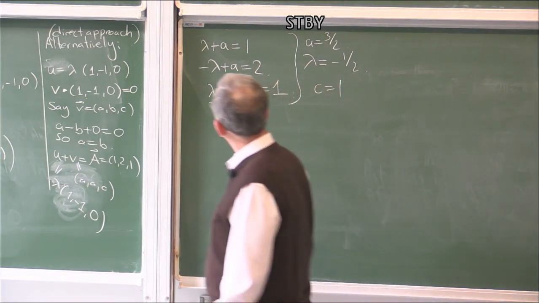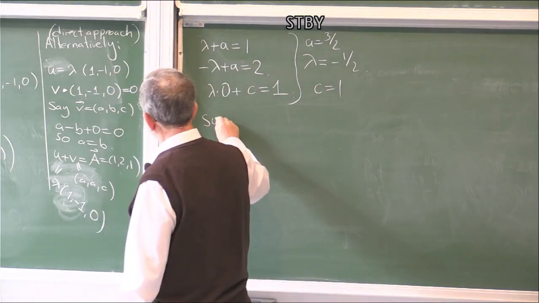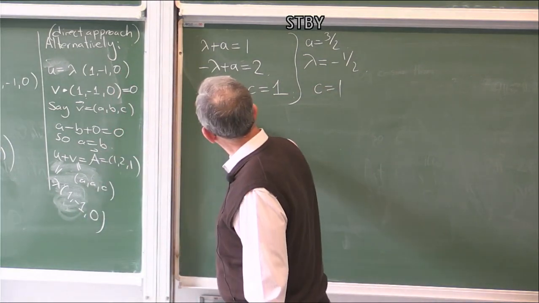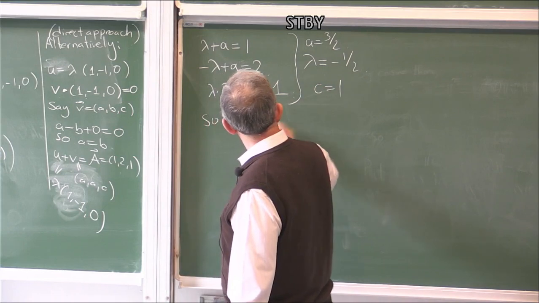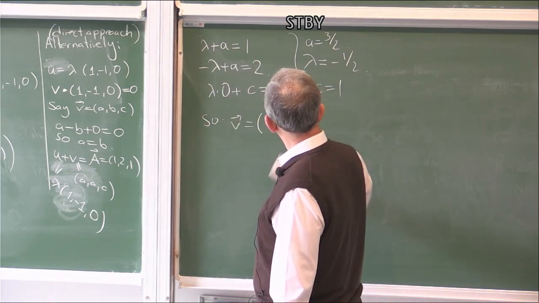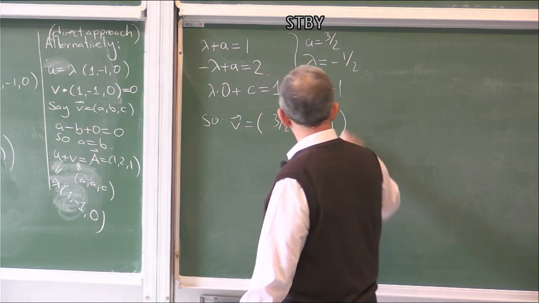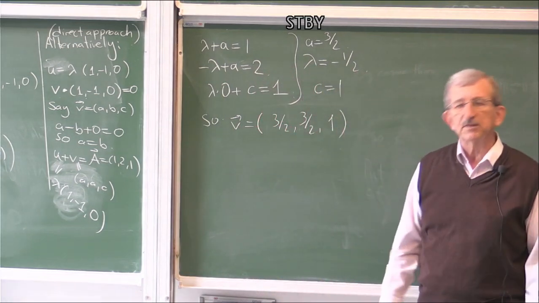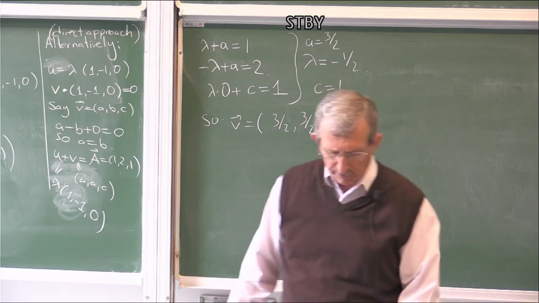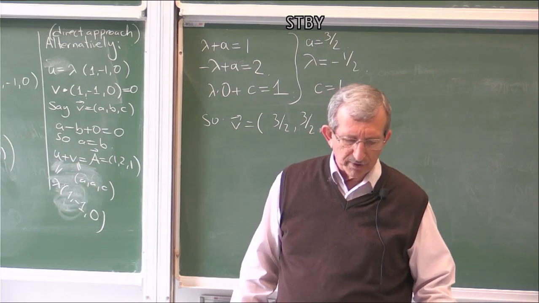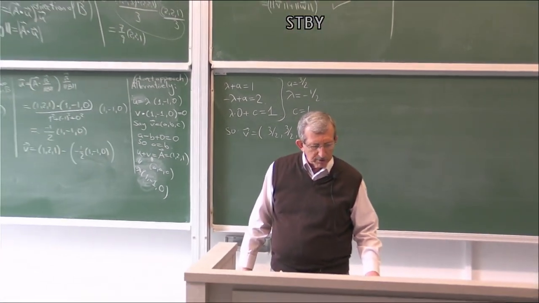Okay. So this says that our vector V, which is A, B, C, must be this one. A and B are the same, and C is 1. And similarly, you can calculate U. So a direct approach was possible.